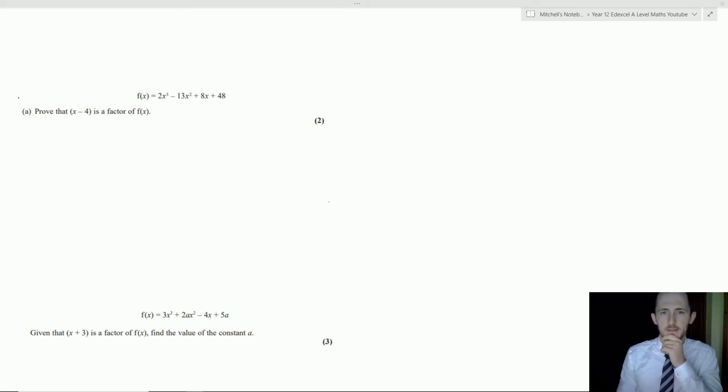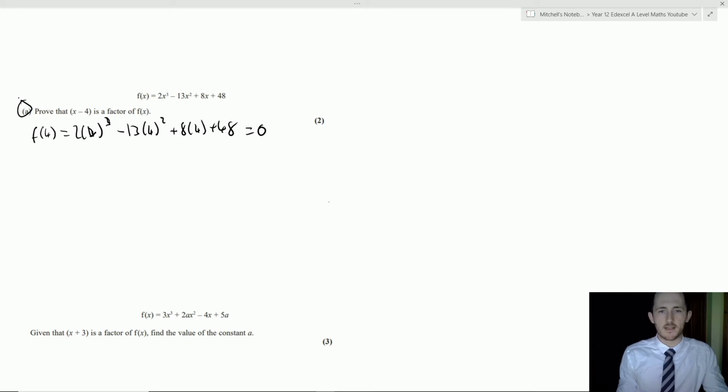Anyways, prove that x minus 4 is a factor of f of x. Don't know why I wrote 4. Cubed minus 13. It's 48. And once you sub that in, you get 0.